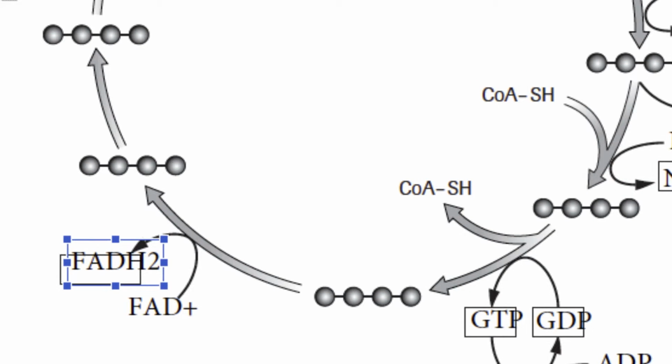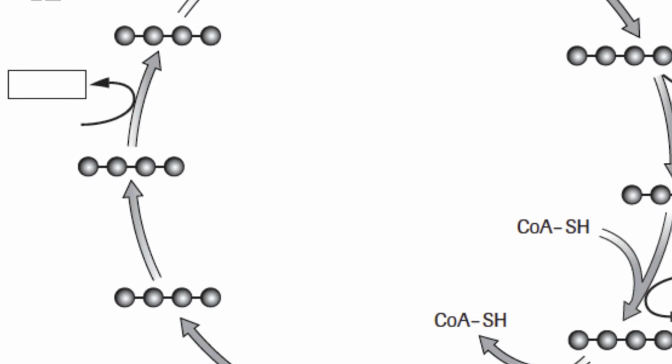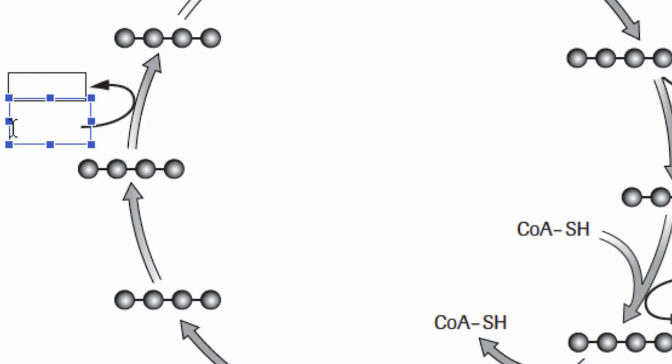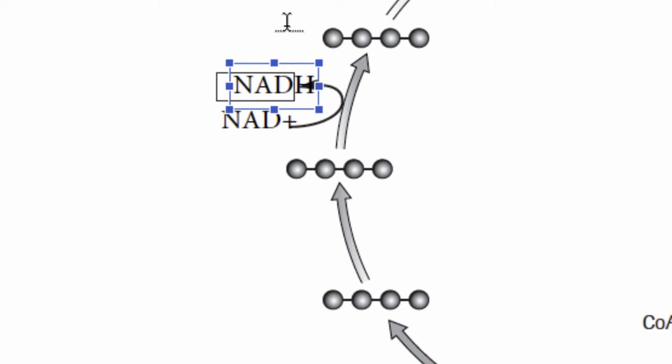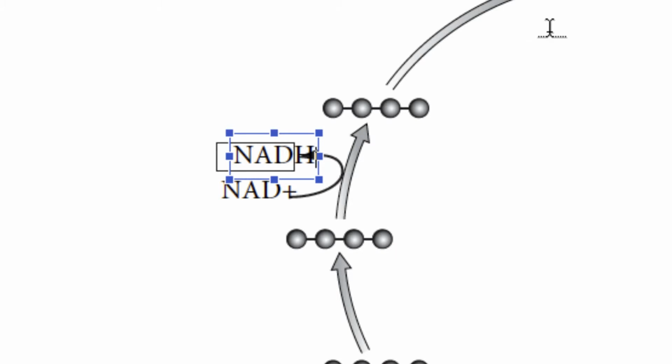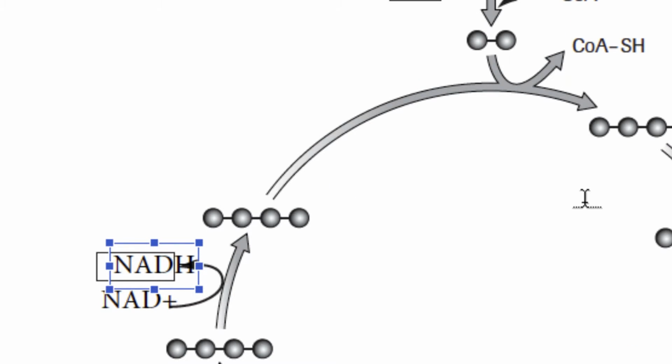Okay, then we move to the next step, so we take an electron off. This is going to be NAD, to make NADH. Okay, and as we come back around, these carbon atoms are going to be recycled. They're going to have 2 more attached to them again.